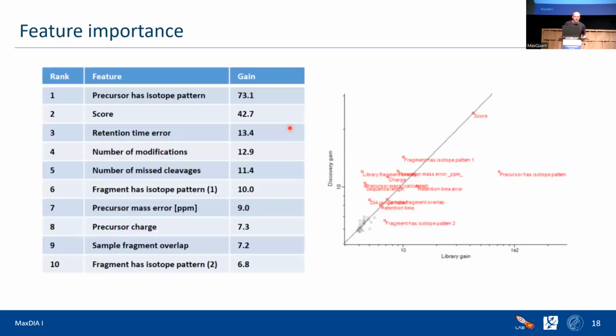Fortunately, XGBoost also puts out the importance of the feature. There's a so-called gain parameter that tells you how important the feature was. Actually, the most important feature was not the score, but the fact whether the precursor has an isotope pattern or not. This is still with the old score, and there the score was only the second most important parameter.